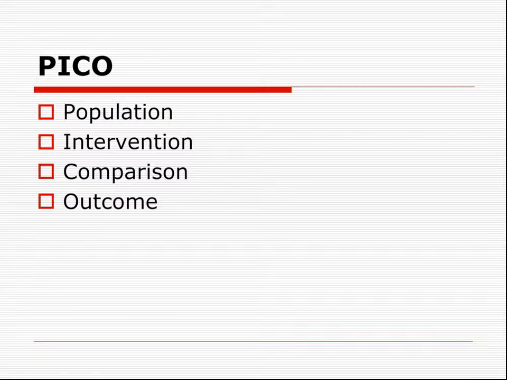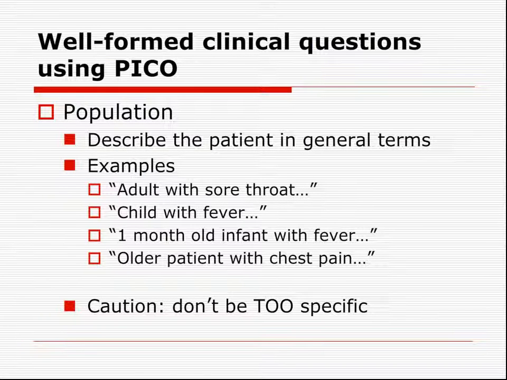So PICO stands for Population, Intervention, Comparison, Outcome. Let's look at each one of those elements in a bit more detail. Population refers to the patient and what group are they part of. If you're thinking in terms of public policy or public health, we might actually be thinking about a population such as postmenopausal women or women between the ages of 50 and 70 or 40 and 49.